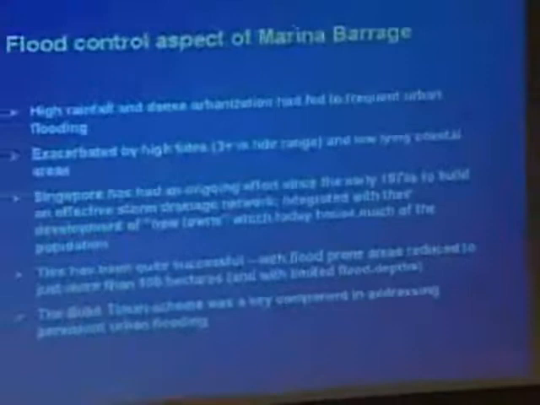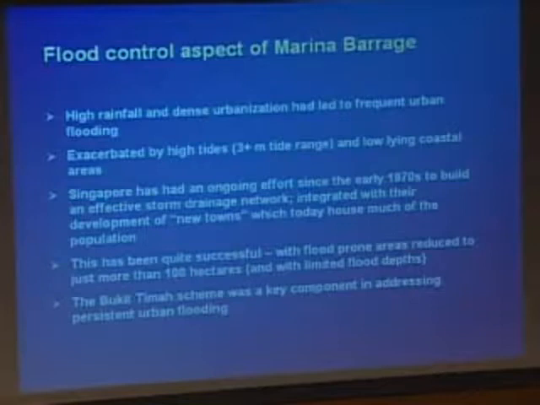So the flood control aspect of Marina Barrage and other projects is very high rainfall and dense urbanization. The land converted from semi-jungle to urban area very, very quickly, particularly once Singapore became independent and started clearing out its slums. There's a relatively high tide range, about 3 meters. The low-lying parts of downtown Singapore are, in fact, below the levels of the king high tides or the spring high tides we get. So they would get natural flooding from this, and they've had small tide gates in place for a long time.